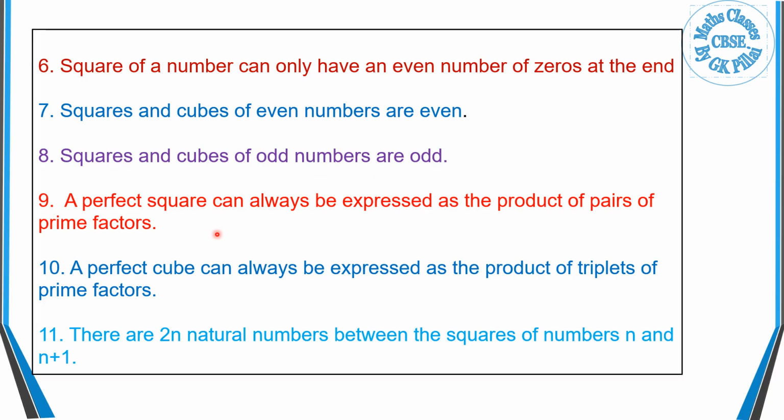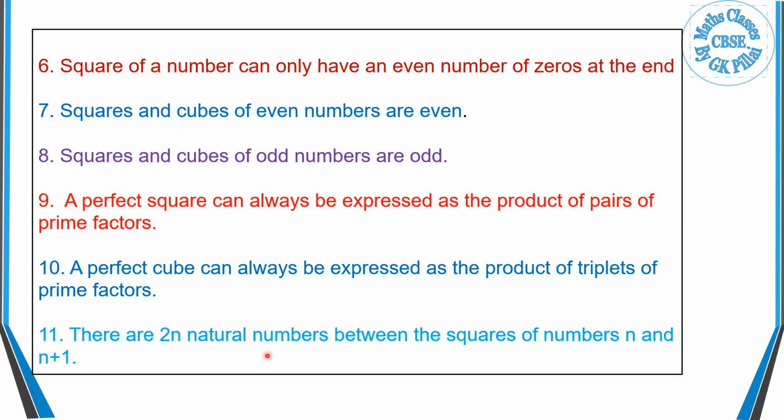A perfect square can always be expressed as the product of pairs of prime factors. This is a very normal thing. A perfect cube can always be expressed as the product of triplets of prime factors. Perfect cube, that's what I have shown just now. Here I am giving this just for making it useful during your exams for answering the MCQ questions.